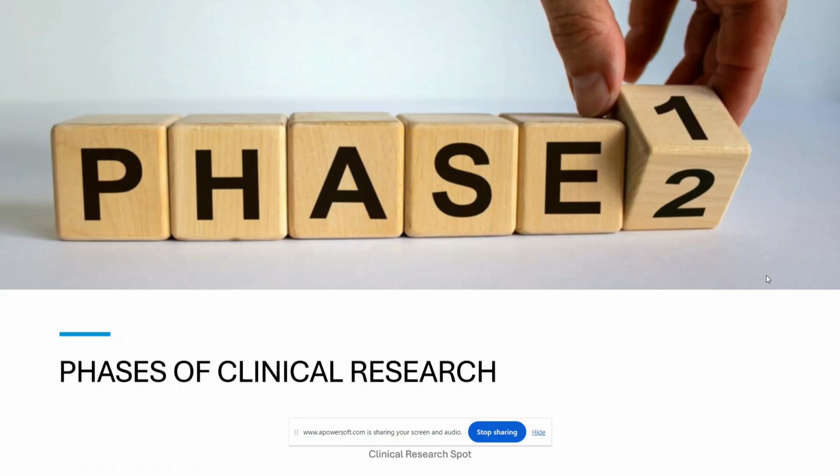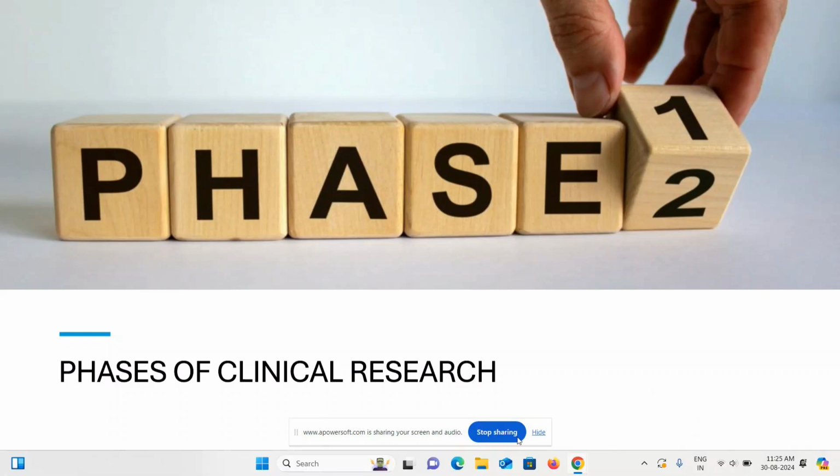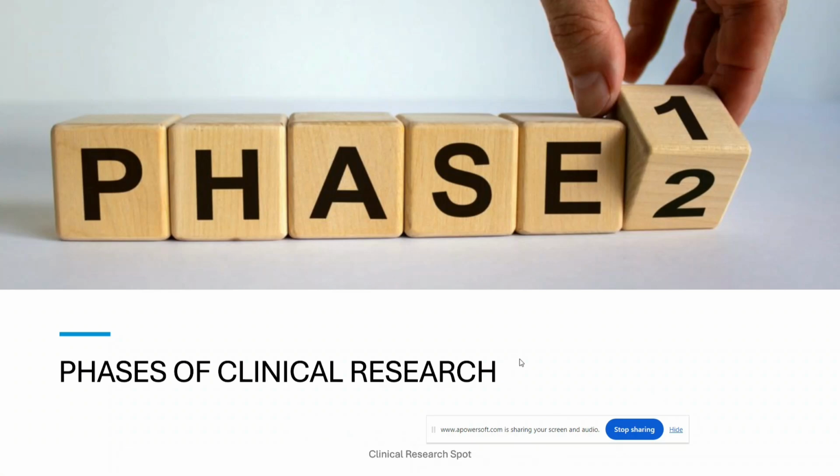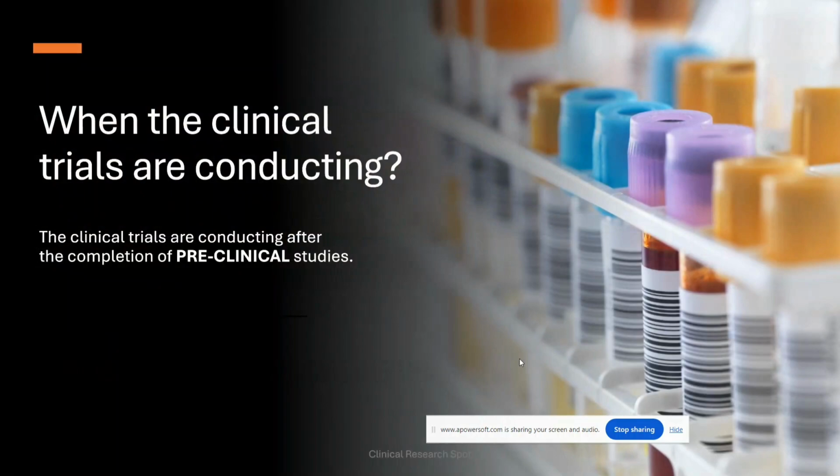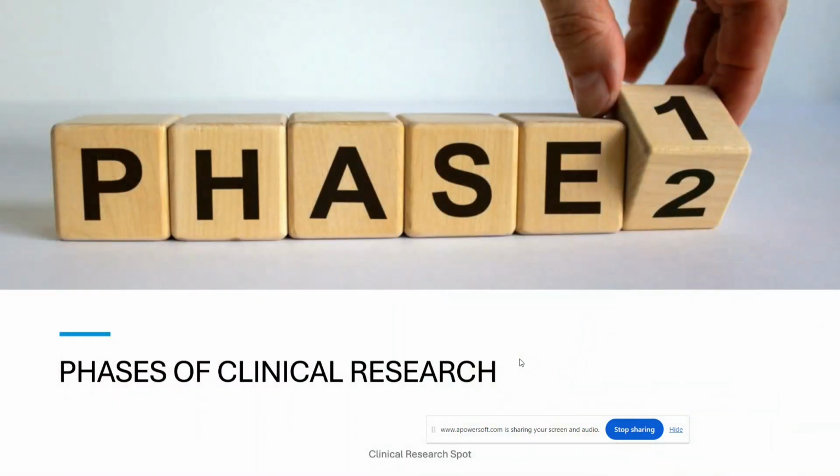Today I am going to discuss with you the phases of clinical research. The clinical trial, as you know, is one in which we are testing new drugs, already approved drugs, devices, or other forms of treatment.